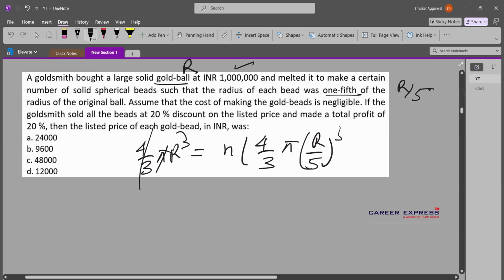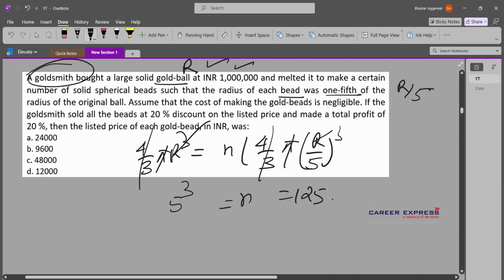So 4 by 3 pi is cancelled. R cube and R cube is also cancelled. So n is equal to 5 cube, which is 125. So the goldsmith made 125 beads out of this one ball.